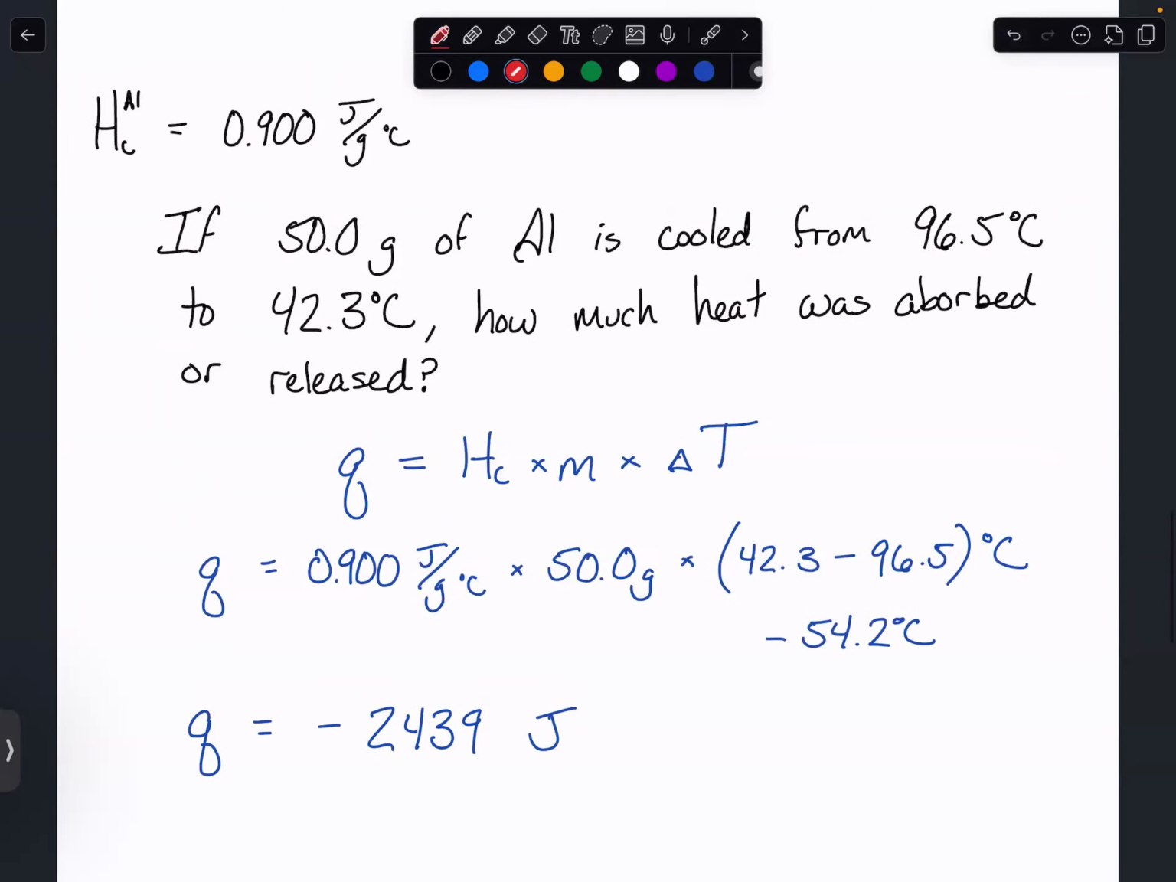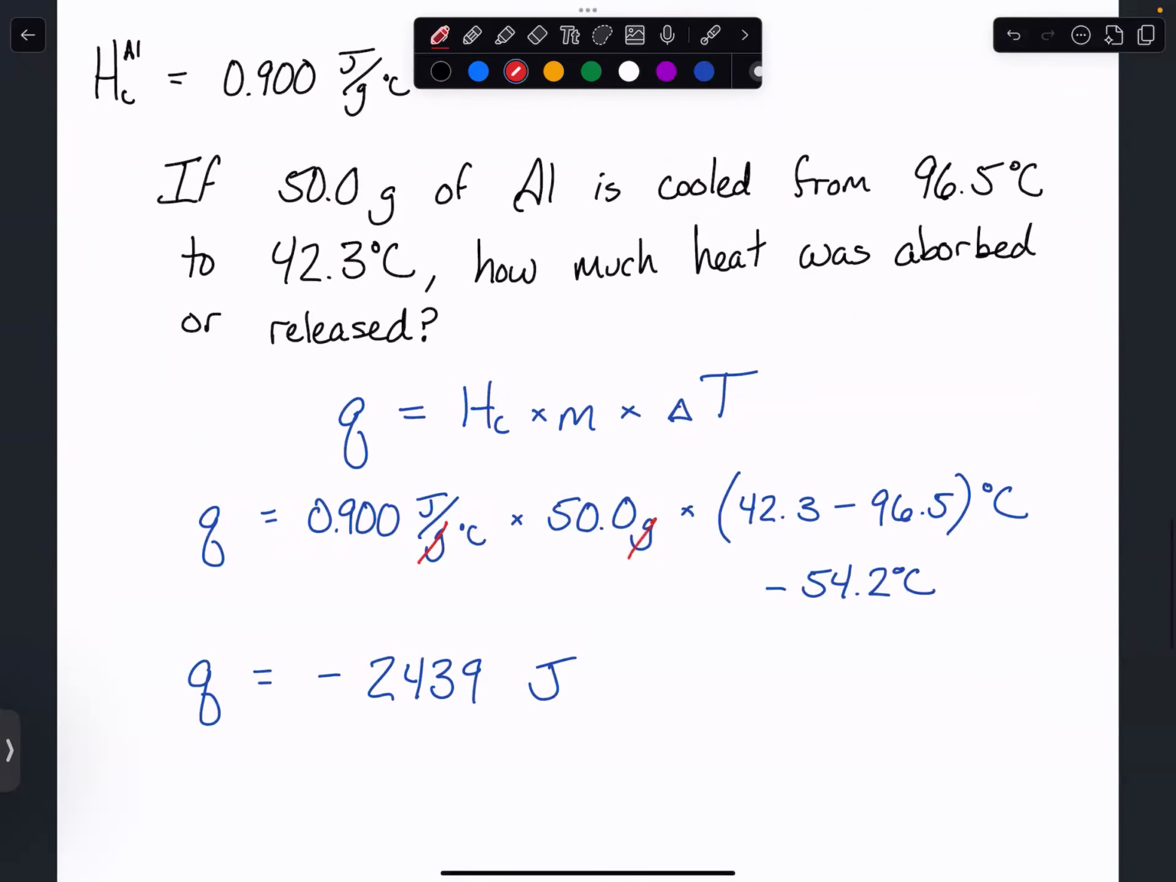And we can see that from our problem. Grams cancel out, degrees Celsius cancels out, so we're left with units of joules. Lastly, we're going to note that we got our 3 sig figs here. So I'm going to report my final answer as negative 2440 joules. Don't forget that 0. You can't chop it off or you change the number.